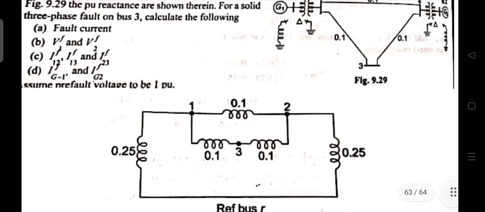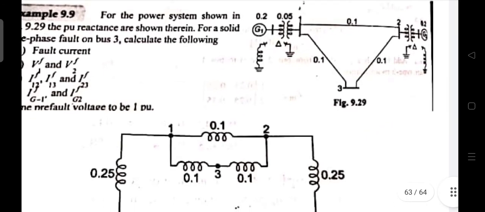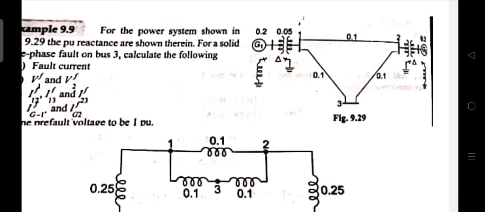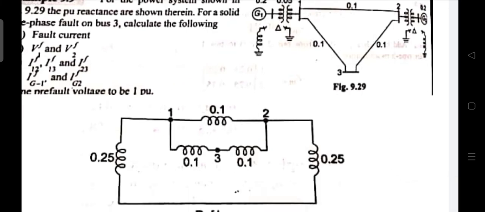See, the reference bus connections we take from generators G1 and G2. So from bus 1 to the reference bus the impedance is 0.25. Then the line impedance between the three buses is 0.1. Okay, so we already calculated the Z bus of this type of system in the above example. But in an exam, if this sum is asked directly, then you have to first calculate the Z bus for this system, and after that we will calculate the currents and voltages.